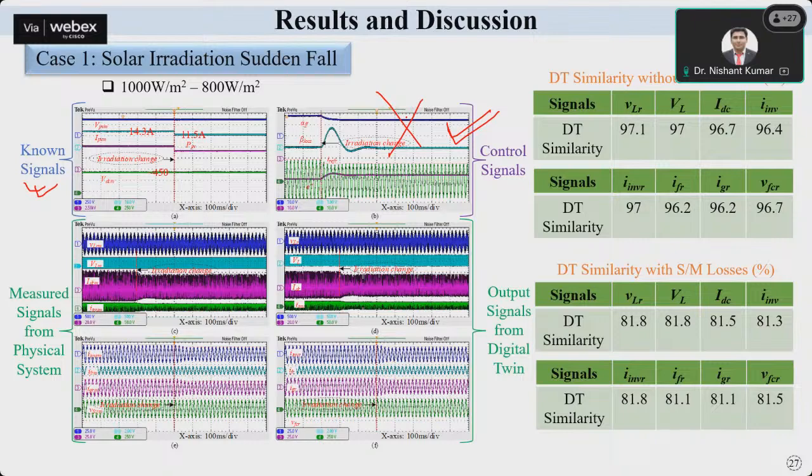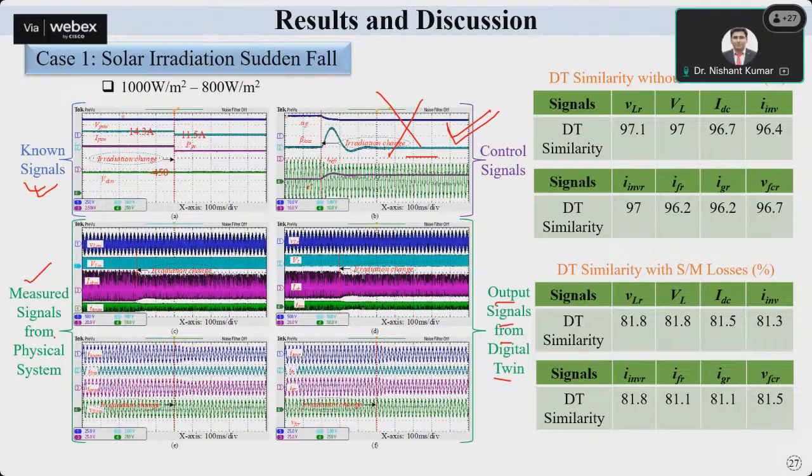But if you go directly to a plant, the controller information will be inside the controller of the plant, and that will not be accessible to you, so you will not see this information. Another most important is this portion. Here you will see two parts. One is the measured signal from the physical system. On the other side you will see the output signal from the digital twin.